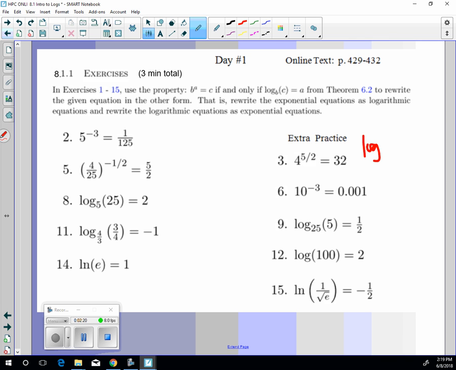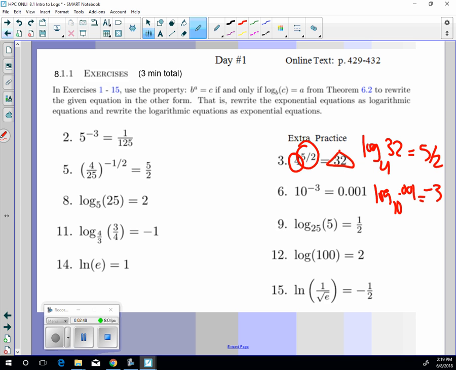Log base, here's the base, 4 of the number 32 should be equal to 5/2. So 4 is the base, 32 is the number, 5/2 is the exponent. Logs are exponents. Same thing with this one. Log base 10 of 0.001 will be equal to the exponent -3.